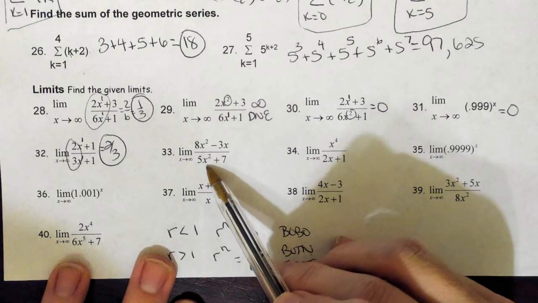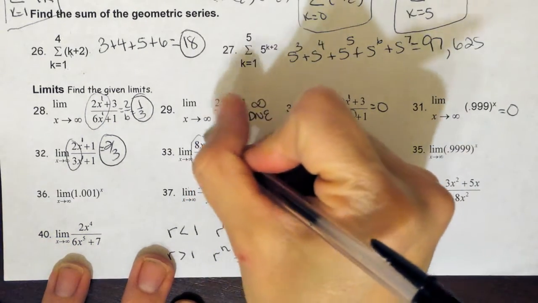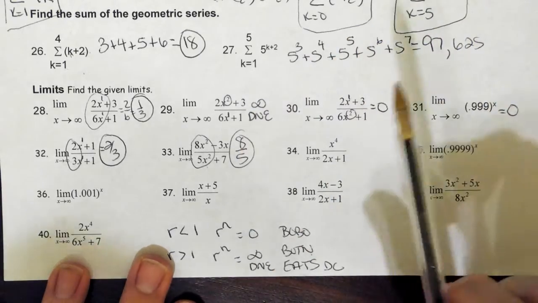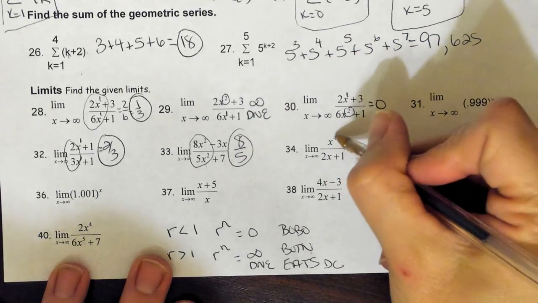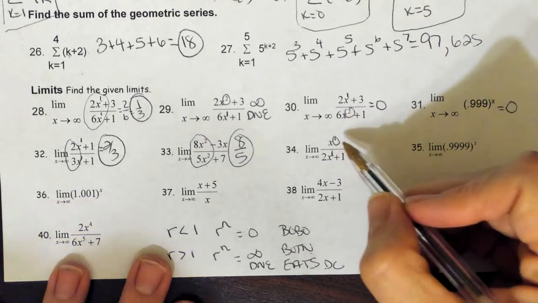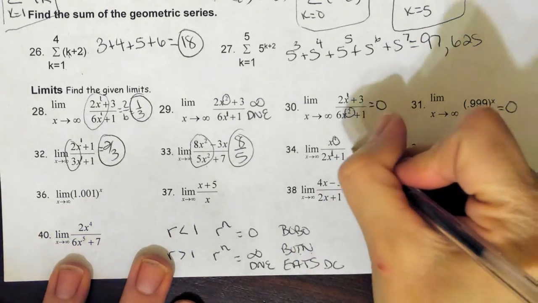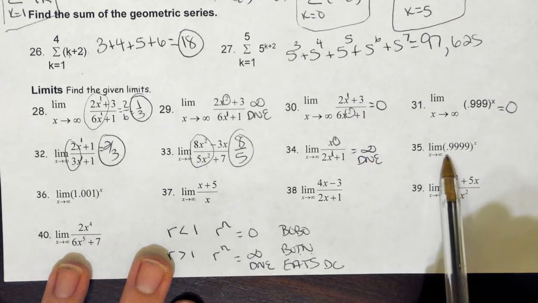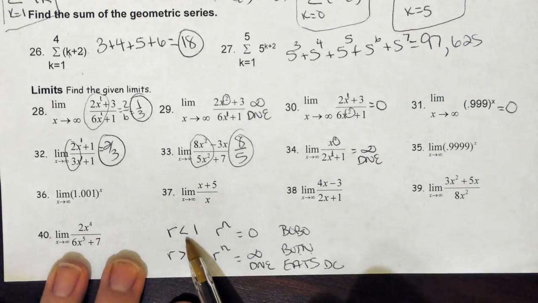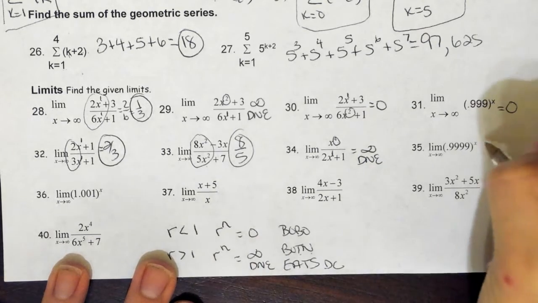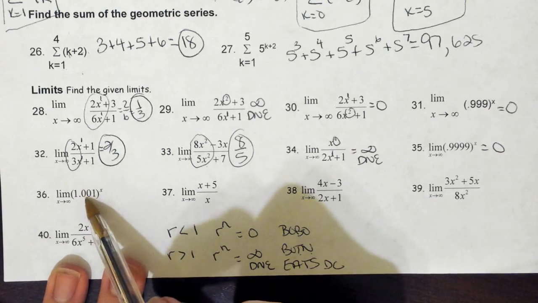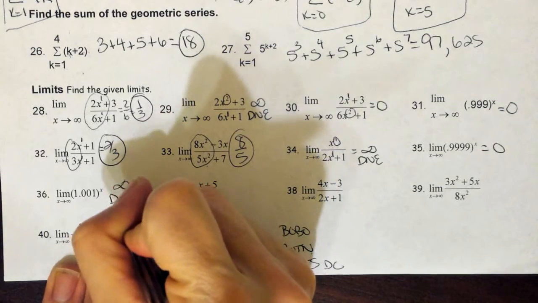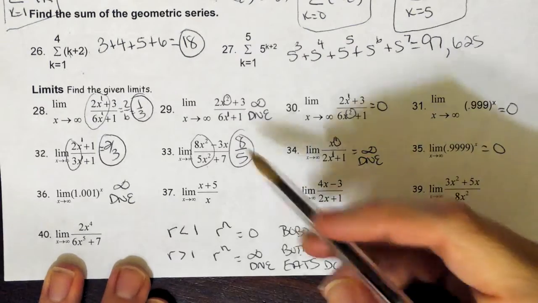33, I have an x squared and an x squared. Because they're the same, I divide the coefficients, and we get 8/5. I have an x to the fourth on top and an x to the first on the bottom, so it's bigger on top, so it approaches infinity, which means it does not exist. 0.999999 is a number smaller than 1, so it approaches 0. 1.001 is bigger than 1, so it goes off to infinity, which means the limit does not exist.